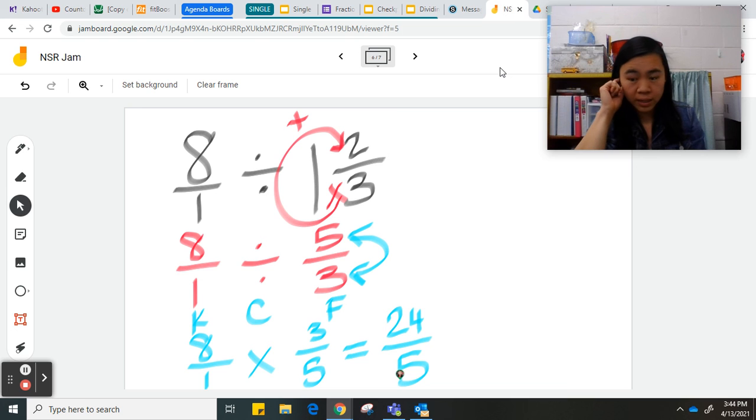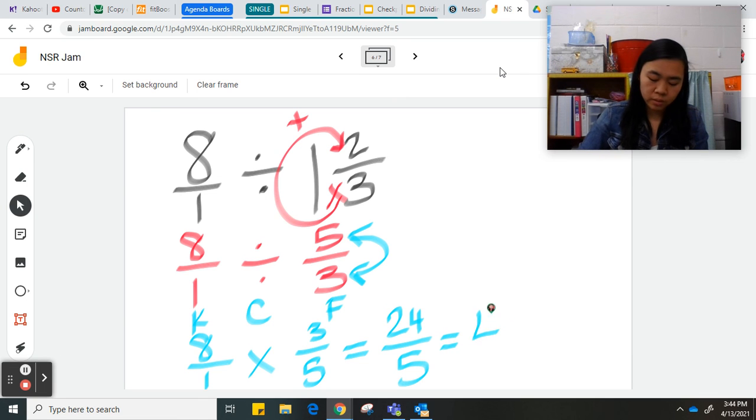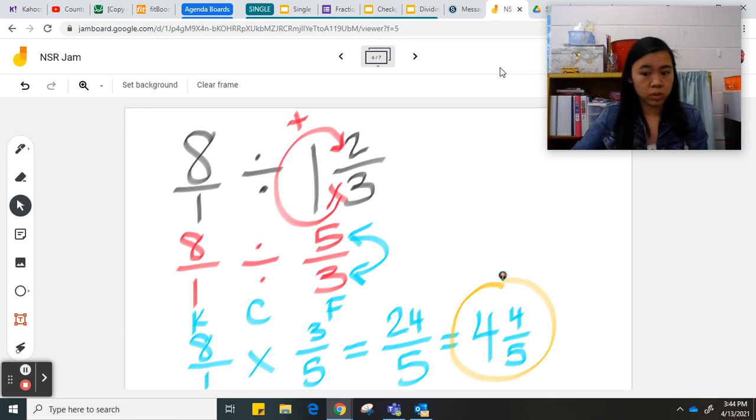We can't simplify this, but it is an improper fraction, so let's go ahead and rewrite this as a mixed number. How many times can 5 go into 24? 4 whole times. That gives us 20, but we need 24, so we have 4 more. Our denominator stays the same. Okay, so 24 over 5, that's equivalent to 4 and 4/5. It's the same value, but you're most likely going to see this answer choice. So try to simplify your answers as much as you can. If it's an improper fraction, change it to a mixed number.